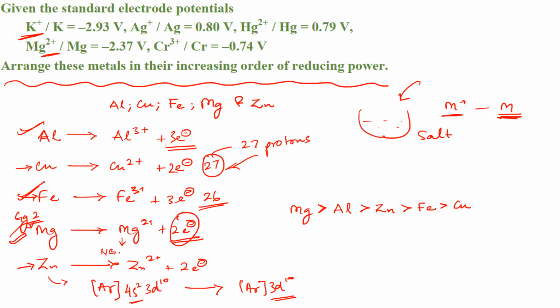Okay, fine. So these are the two types of questions that you are going to get in terms of metals, their reducing character and their oxidizing power. Okay, so you can write this. Mg is going to replace all. Aluminium is going to replace zinc, iron, and copper. Zinc is going to replace iron and copper. Iron is going to replace copper. Copper is not going to replace any of them.